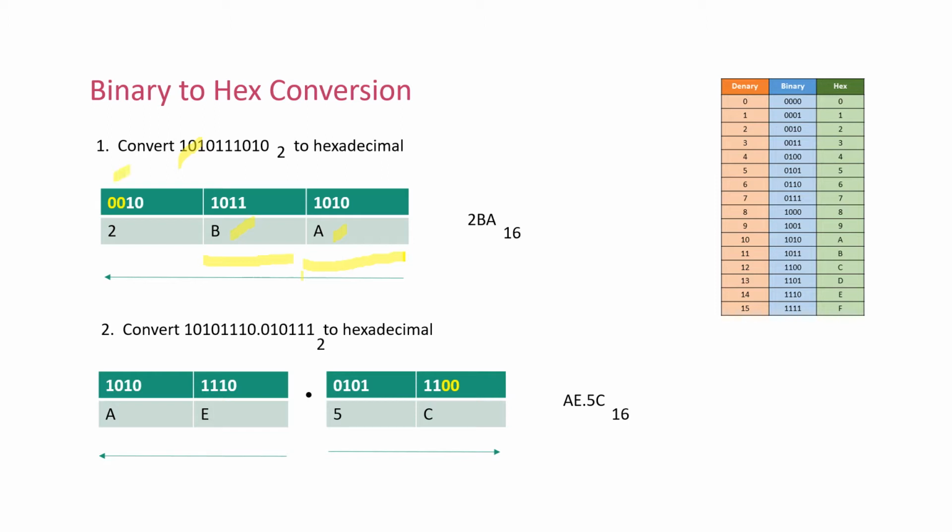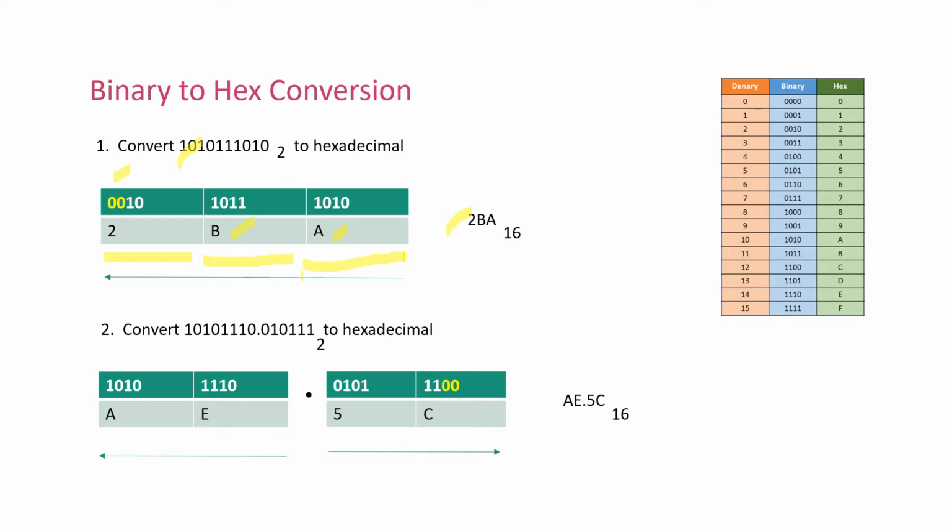So we're going to add 2 more zeros in front of the MSB to make it a 4-bit group, and the hexadecimal equivalent of 0010 is 2. So for the given binary number, the hexadecimal equivalent is 2BA.